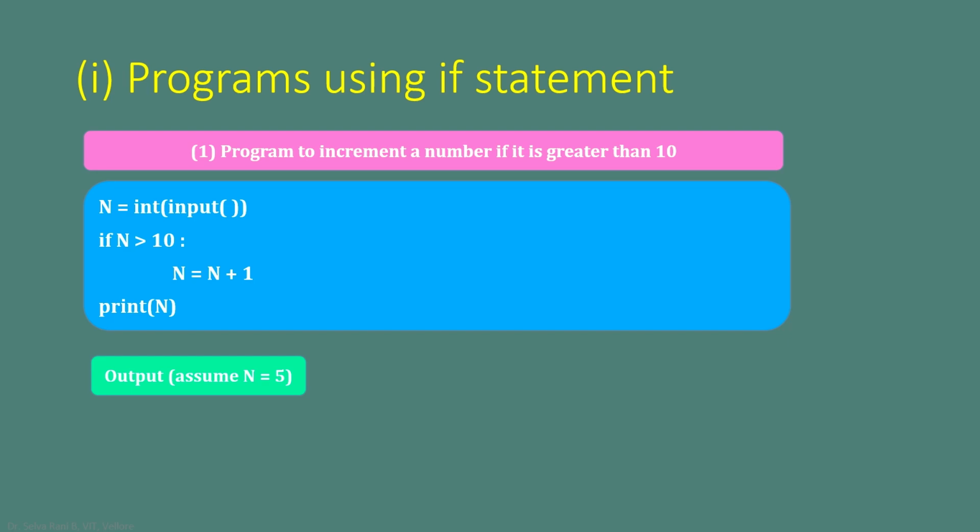Let us assume that we are giving a value of 5 to the variable n. Now the condition is checked with the help of if 5 greater than 10, the condition is false. If the condition is false, the interpreter will never execute the statement inside the if construct. It directly comes to the statement which follows the if construct, which is print n. Now we are getting the output 5 on the screen.